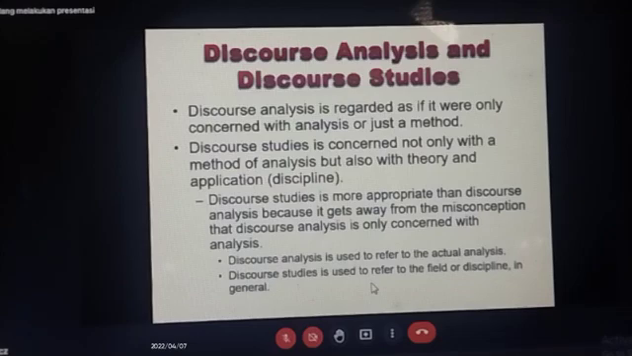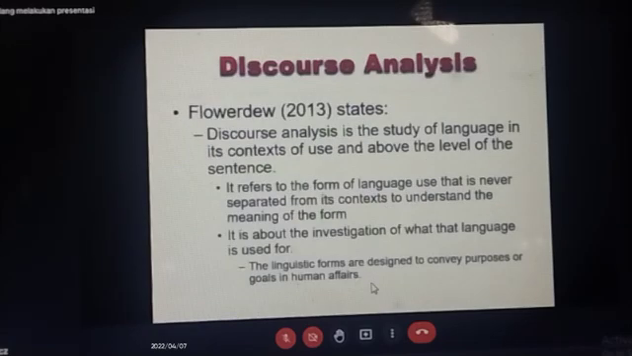Okay. And then what is discourse analysis according to the experts? In the previous discussion, discourse is about language in use. So how would you define discourse analysis based on your understanding of discourse in the previous discussion? What understanding do you have from your perspective?